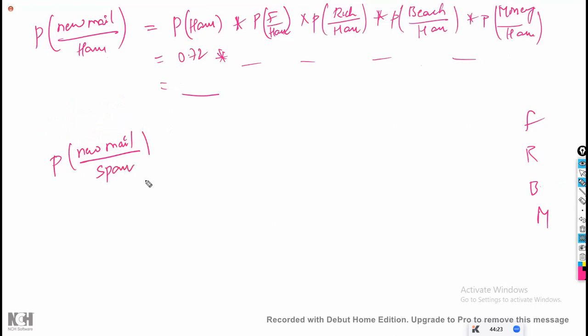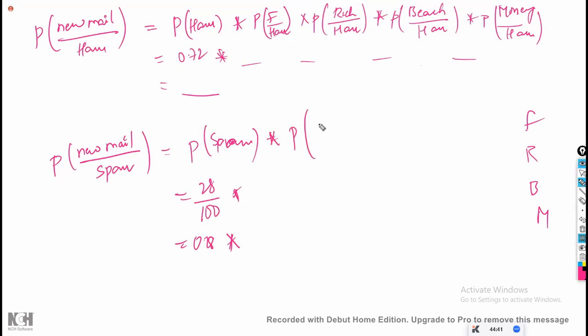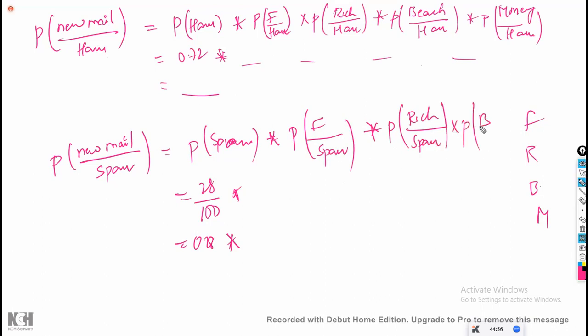Similarly, the new mail being a spam. What is the prior probability of spam? That is 28 by 100, which is nothing but 0.28 into the likelihood, for each word. Friend being in spam. The friend word in spam will be different from the friend word in ham. So rich with respect to spam, beach with respect to spam, and money with respect to spam. I'm going to calculate in this way for each word, the probability with ham and the probability with spam.